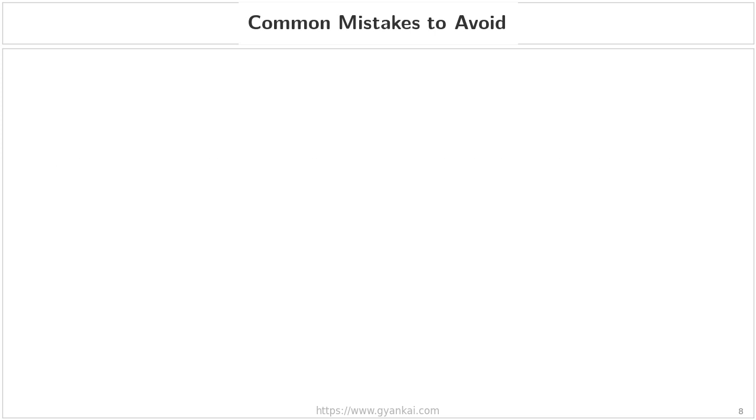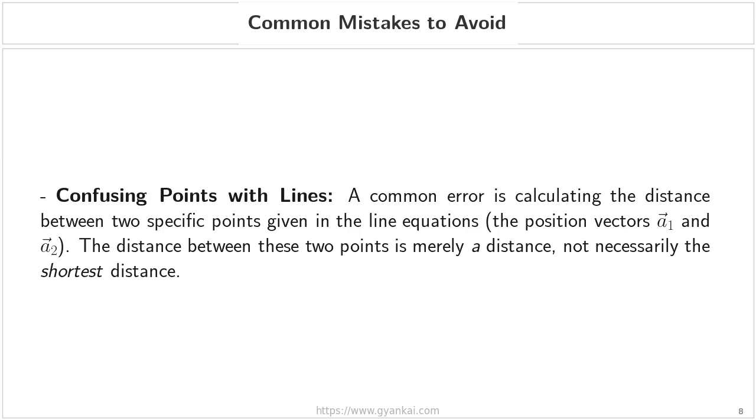Common mistakes to avoid. First, please be careful not to confuse specific points with the lines themselves. When you look at the equations for two lines, you will often see position vectors, which we call a sub-1 and a sub-2. A very common error is to simply calculate the distance between these two specific points. Remember, the distance between these 2 points is just one possible distance among infinitely many. It is not necessarily the shortest distance we have been discussing.